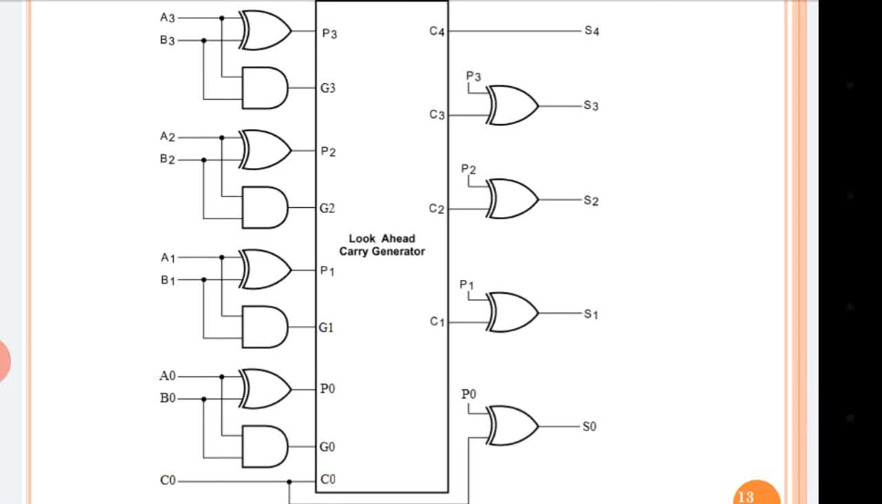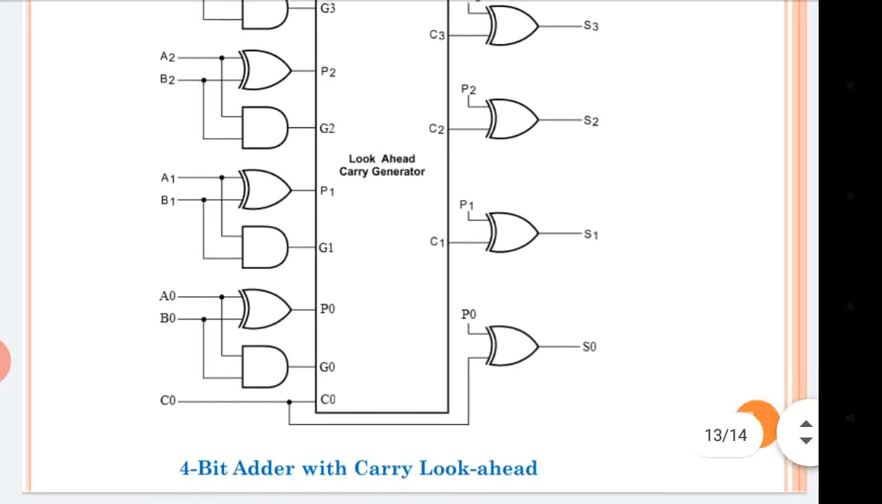So in this lecture we have studied these subtractions. Quickly we discussed the adders, then subtraction expressed in the form of addition by using 1's complement and 2's complement, and then the look ahead carry adder.